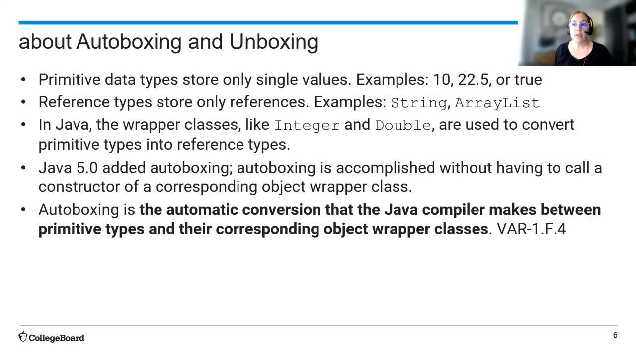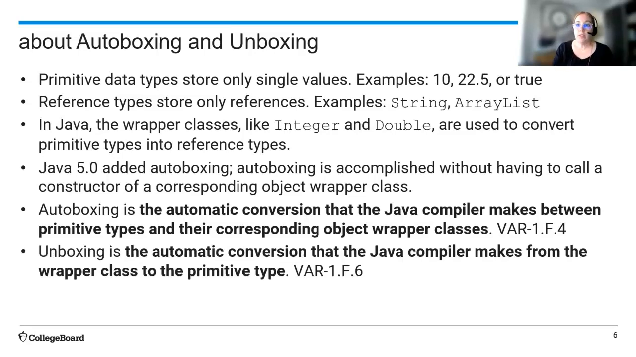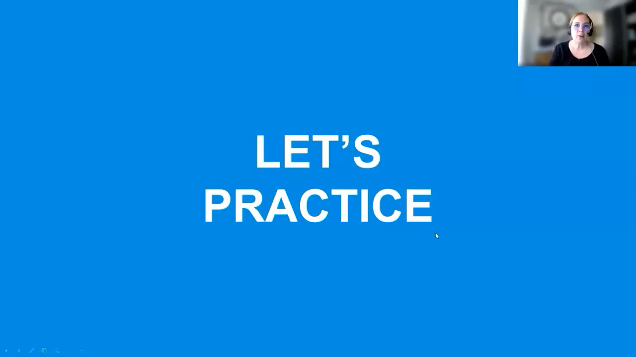Autoboxing, the definition as provided in your course and exam description, is the automatic conversion that the Java compiler makes between the primitive type and their corresponding object wrapper class. Unboxing is the automatic conversion that the compiler makes from the wrapper class to the primitive type. So we can go into the box or we can come out of the box, and this is accomplished without having to call the constructor, as you see in bullet point number 4. Let's look at these concepts now in Java program code.